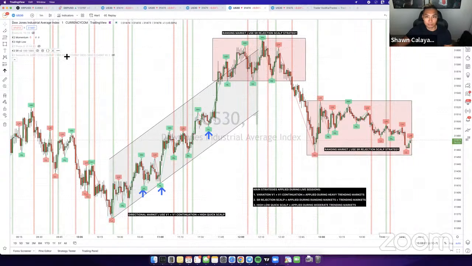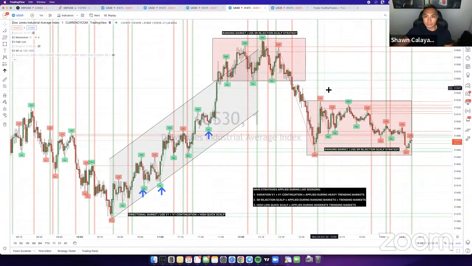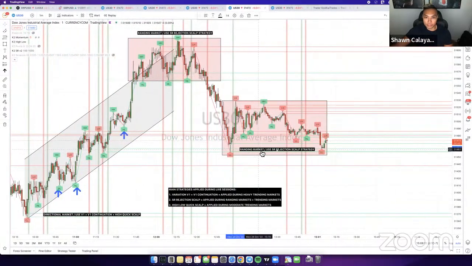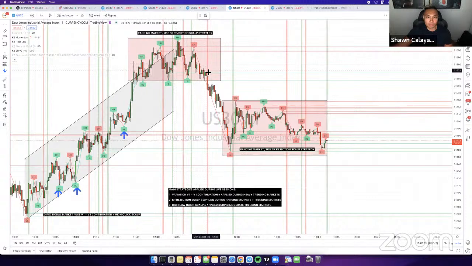If I turn on the SR, you can see that there were, so ranging market, use SR rejection scalp. There's a couple entries right here. So let's see, wick rejection. Trying to look for that entry. I saw a couple entries here earlier that I was showing you guys for the examples, but I can't pinpoint them right now. Oh, like this one right here. There's one right there. And I'm just pretty much marking up all the entries that you could have possibly taken during these types of conditions.